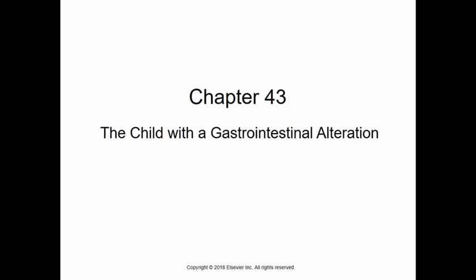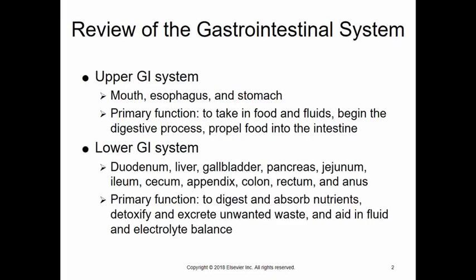This lecture is based on Chapter 43 in your McKinney book. Page 1069 of the 4th edition of McKinney has pediatric differences in the gastrointestinal system, which is just an interesting read and might help you get a little bit of a handle on some of the changes and differences that we'll see between adults and children.